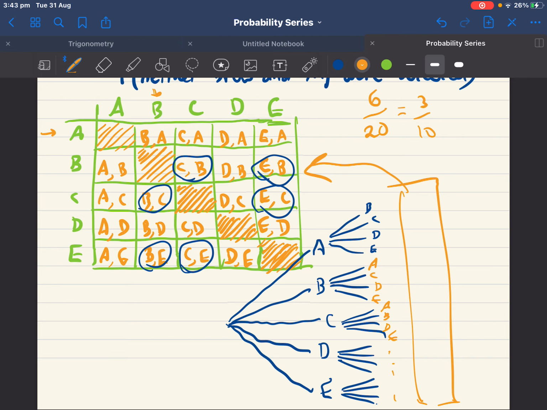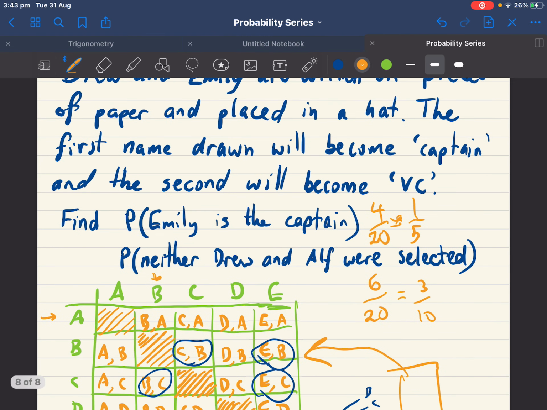If you've got the sample space, see how easy those questions were. They were really basic, right? Probability is never tricky. It's the sample space which is tricky to get.